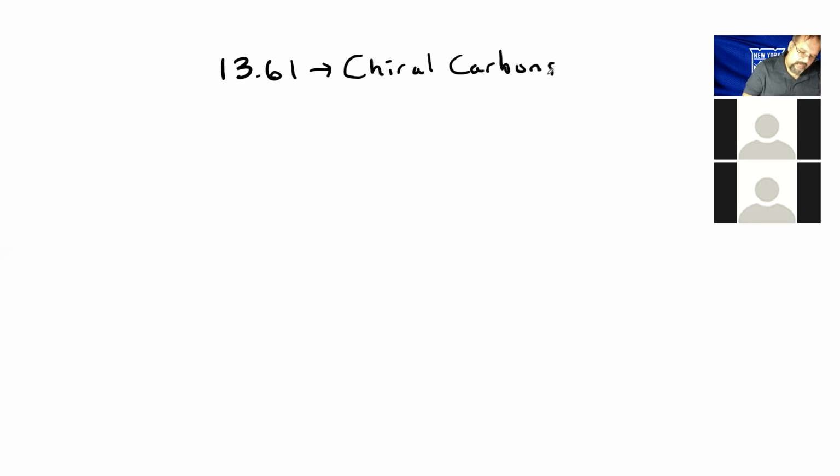And we'll take a look at some parts of 13.61. 13.61 talks about finding chirocarbons. So remember, chirocarbons are carbon atoms that have four different atoms or groups of atoms attached to them.